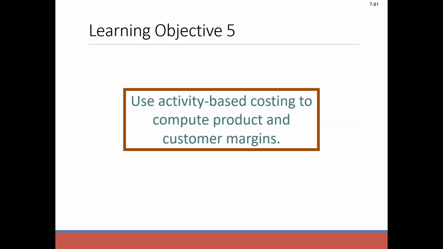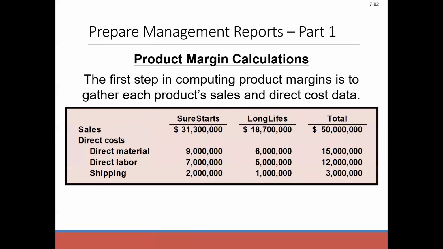Now, how then do we determine product and customer margins? So we've got to get information regarding the sales and the costs for these products. We show the Sure Start sales and the Long Life sales. And then we see our various costs for direct materials, direct labor, and the shipping.